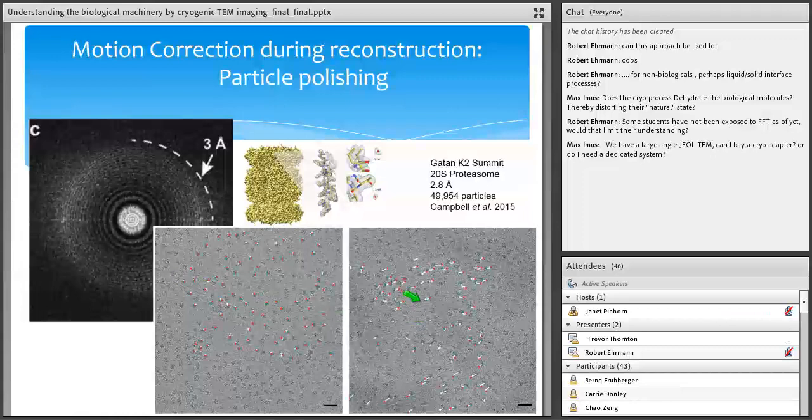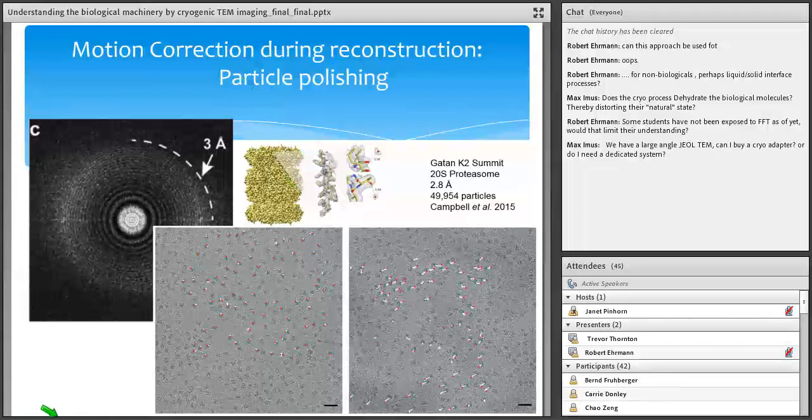And you can see some images are better than others, but what you'll notice if you look at these images, they're not all moving in the same direction ultimately. And so we can then further refine the position of the particle and improve the resolution even better. And that's what's really been getting us down to atomic resolution, this final particle polishing step.